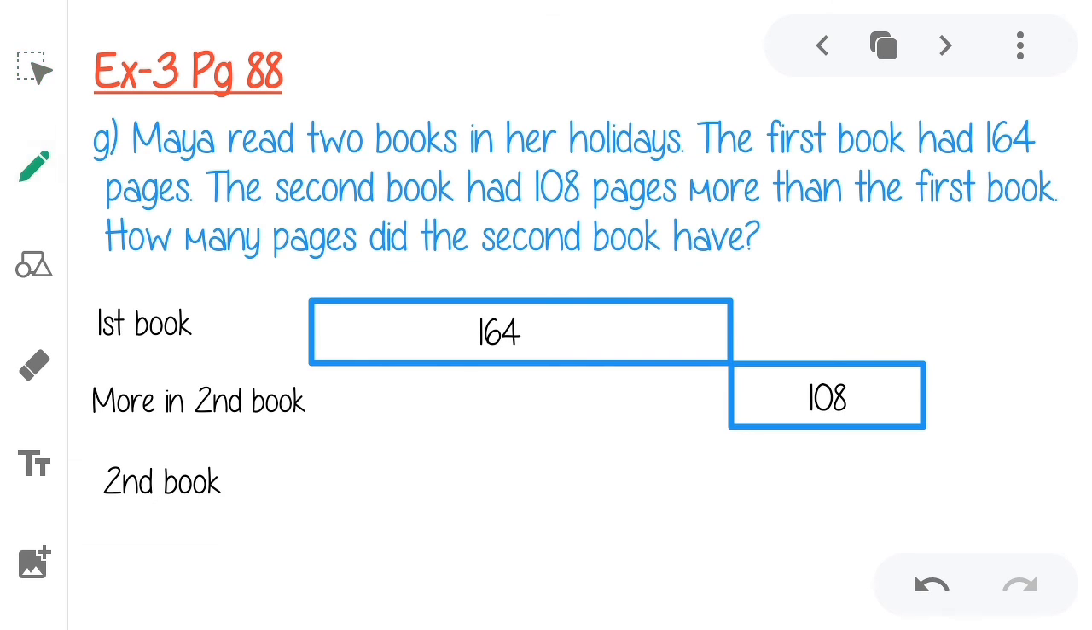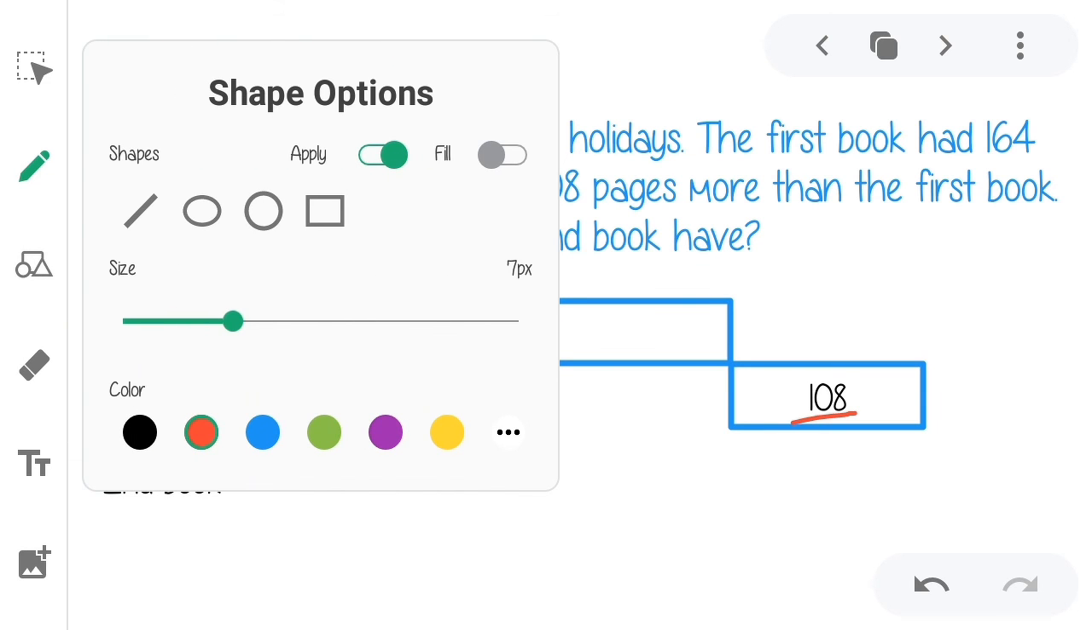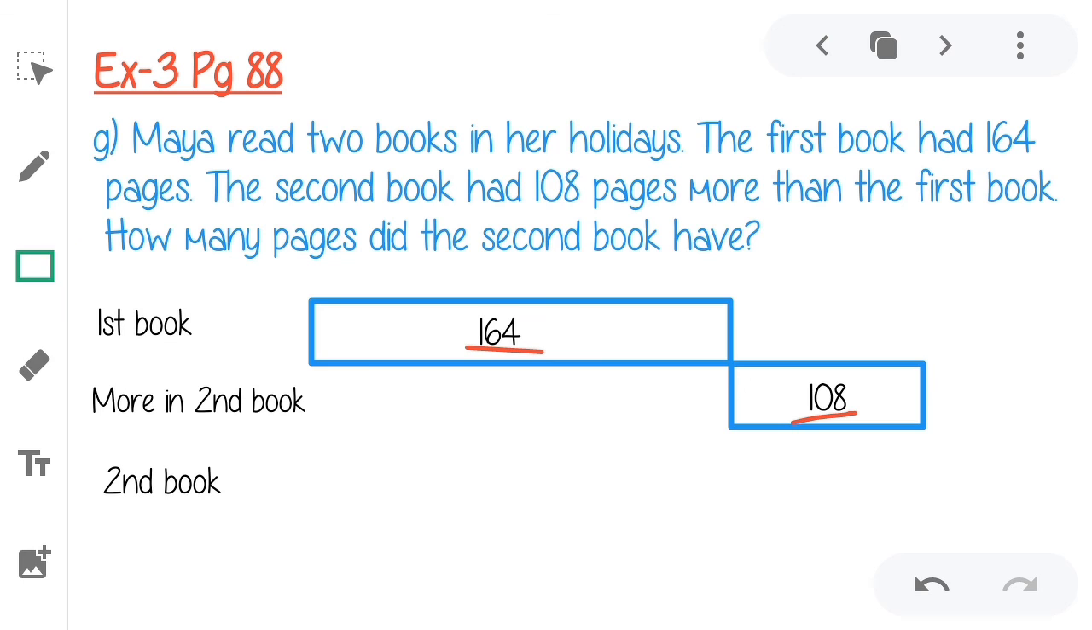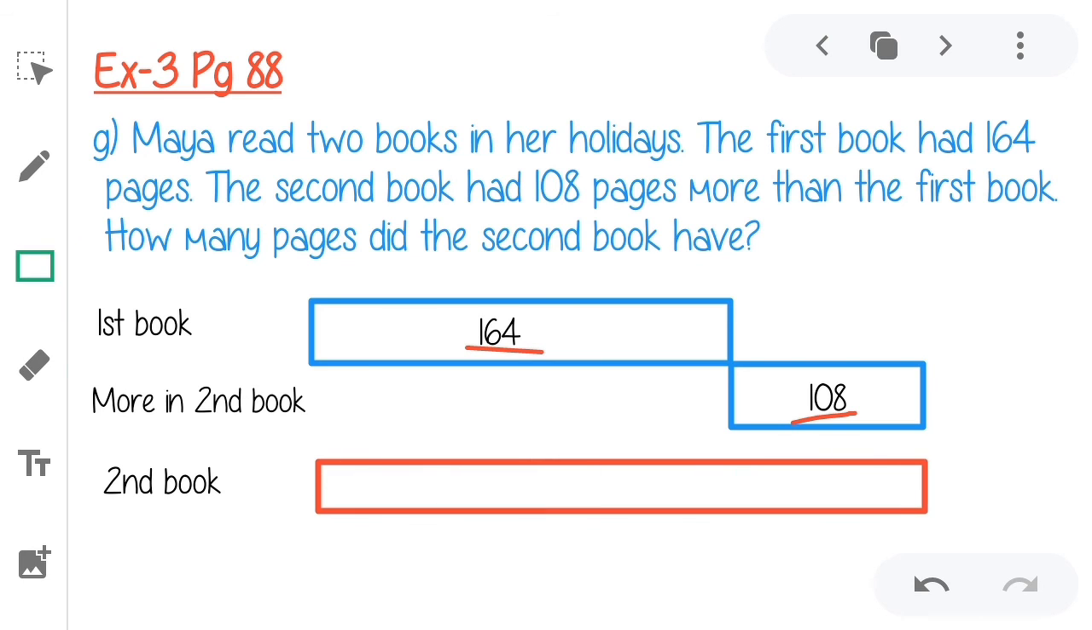So here children, we can see there are 164 pages in the first book, and in the second book there are 108 more pages than the first book. So to find out how many pages the second book has, we will have to find this value. Okay, so to find out this value, we will add 164 plus 108. So if we add these two numbers, we'll get the total number of pages which is there in the second book. Now let us learn how to write the steps for the same.